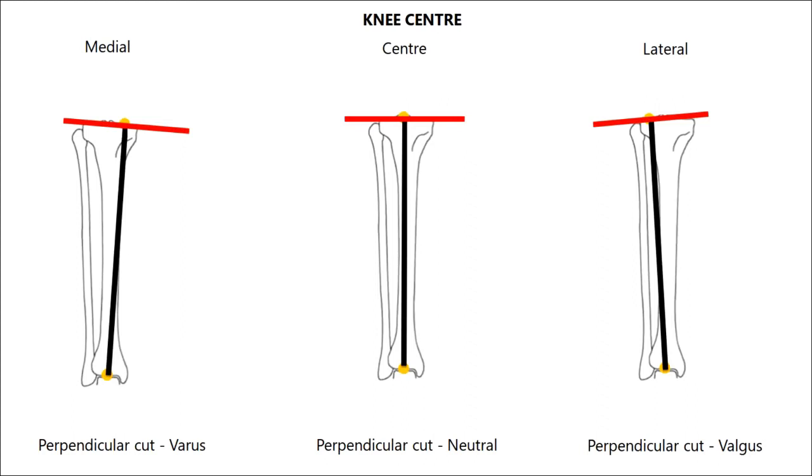If taken medially, it will lead to the axis being drawn from a more medial point, and hence a perpendicular cut to it will be in varus. Conversely, if taken more laterally, it will lead to a valgus cut. As the tibia is long, an average of about 300 millimeters, an error up to 3 mm would not lead to any distortion in the mechanical axis.